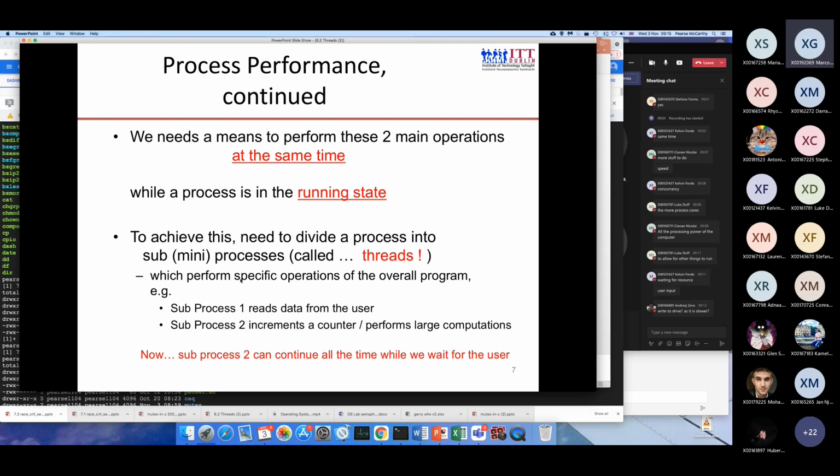So threads are like sub-processes. One of them might read data from a user or write to an I/O file. And the second one, in this case, might be just incrementing counters or performing large computations. So this one can continue all the time while we wait for the user.